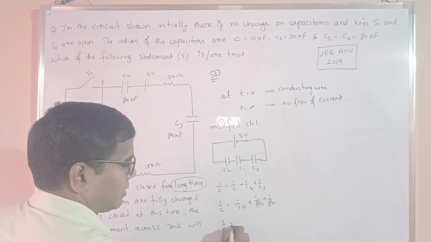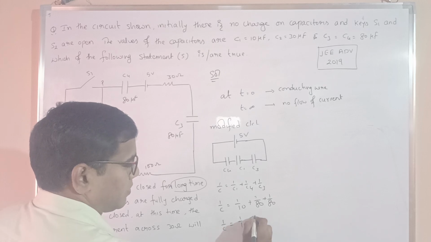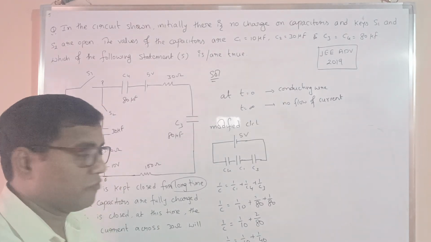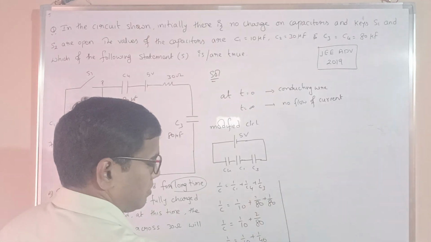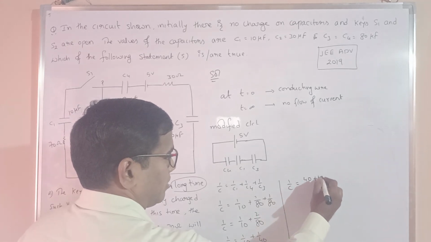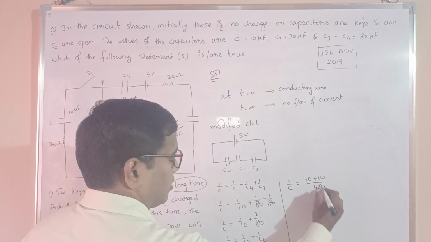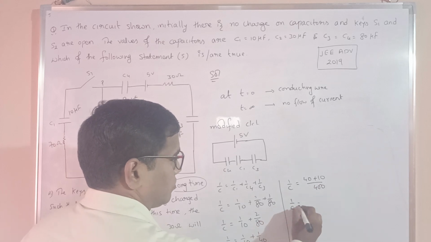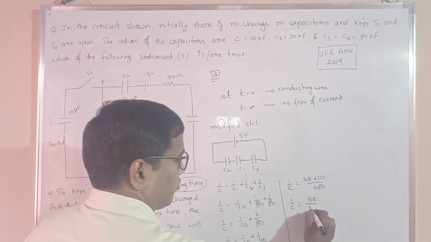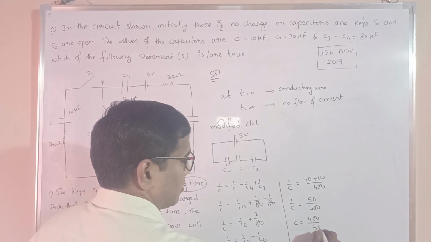So 1 by C can be written as 1 by 10 plus 2 by 80, which is 1 by 10 plus 1 by 40. So 1 by C equals (40 plus 10) by 400, which is 50 by 400. So C equals 400 by 50.